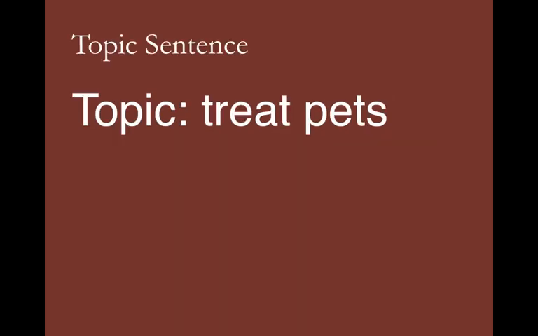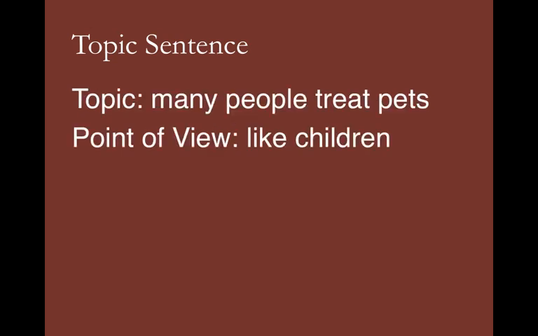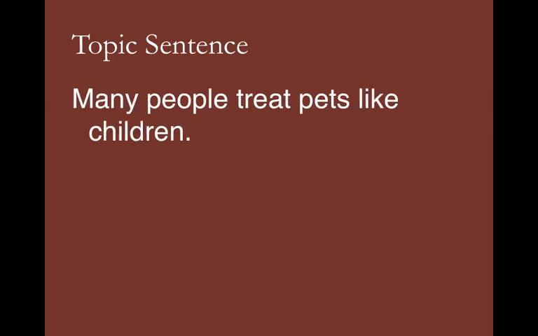Now let's build our paragraph. Let's start with a topic sentence. Our topic is treat pets, and our point of view is like children. So our topic is: many people treat pets like children. And this will be our topic sentence.